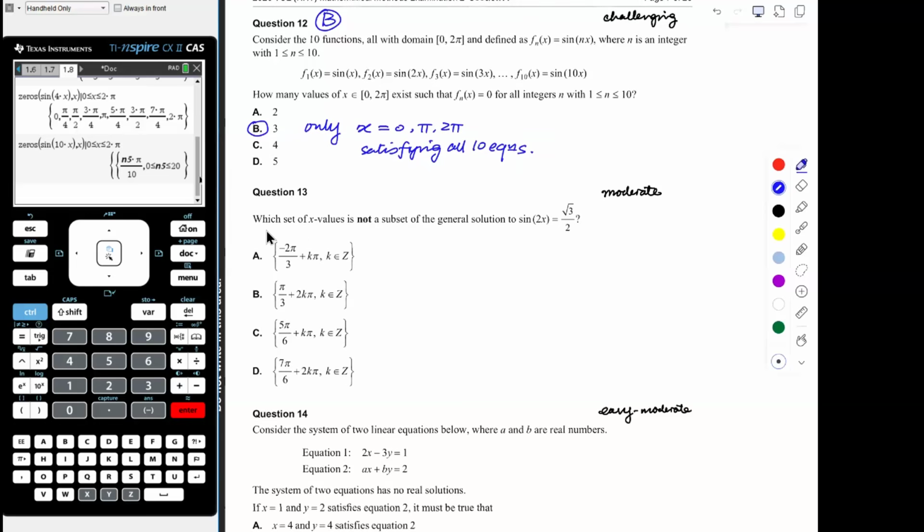Question 13, which set of x values is not a subset of the general solution? So for example, if you look at the solution structure, what I'll do is I'll do the solve command, sine 2x equals square root of 3 divided by 2, comma x. So you can see there are 2 specific general solutions.